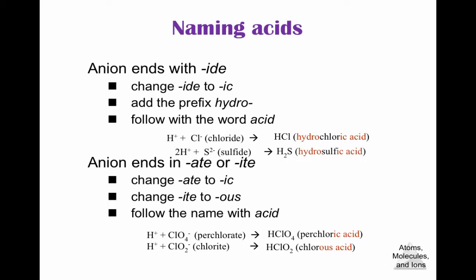For example, if we have HCl, Cl is Cl minus, which is chloride. We change ide to ic, include the hydro out front, becomes hydrochloric acid.